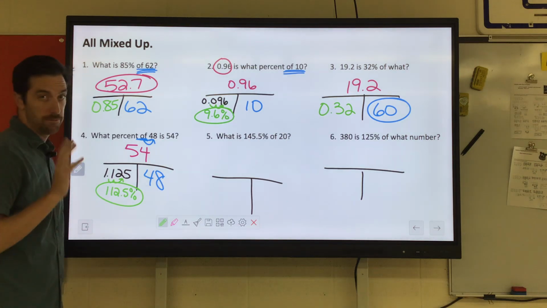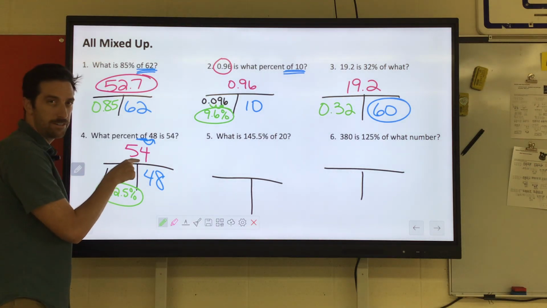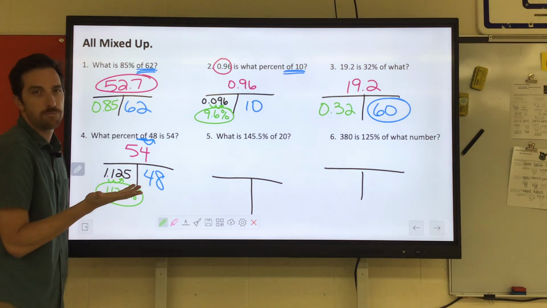So thing to lock in the back of your brain. If your numerator is ever bigger than the denominator, it's over 100%. That's it.